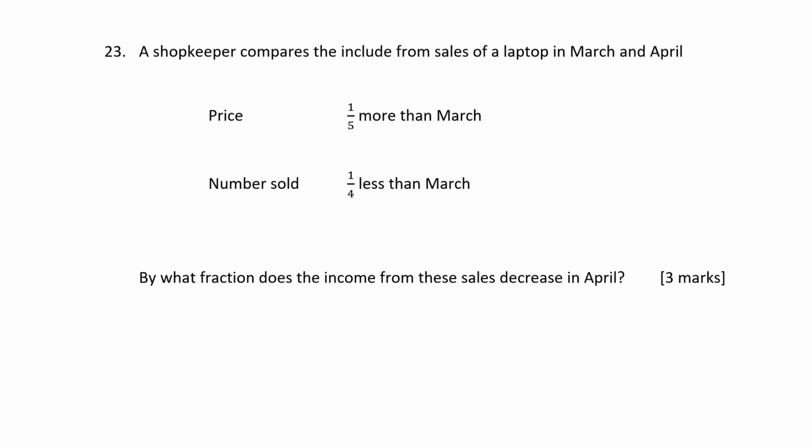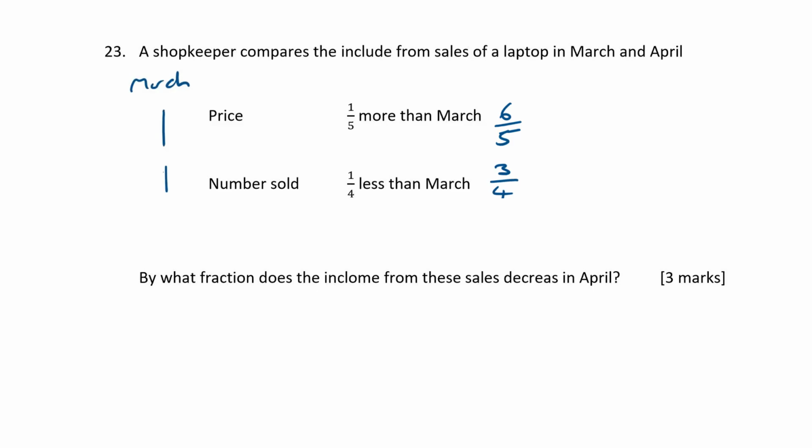So let's just say that in March the price was 1 and the number sold was 1. So then in April it's going to be 1/5 more than in March. So that is 1 plus 1/5, which is 6/5. So the price is going to be 6/5 in April. And the number sold is going to be 1/4 less. So if you've got a whole one, you take off 1/4, you're left with 3/4.